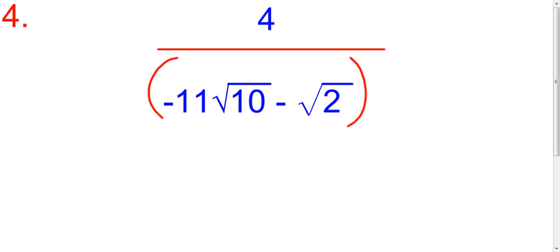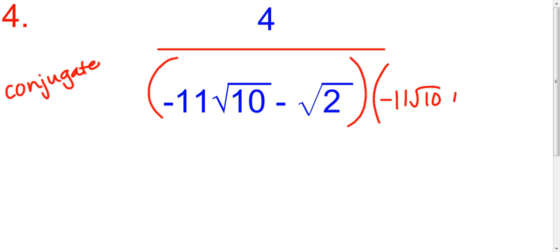And the conjugate, I will just spell that for you, conjugate, like that. The conjugate is basically multiplying it by itself, and the only change you're going to make when you do the conjugate would be to switch the middle sign. You never switch the sign in front. Don't ever touch that. You only switch this middle sign right here. So the conjugate to -11 root 10 minus root 2 would be -11 root 10 plus root 2. And if you do that to the bottom, you must do that to the top also.